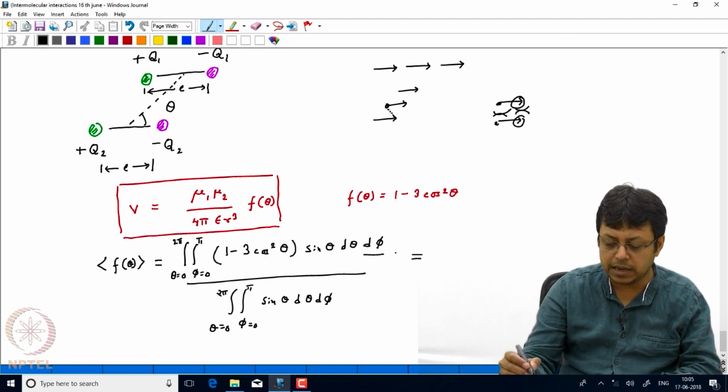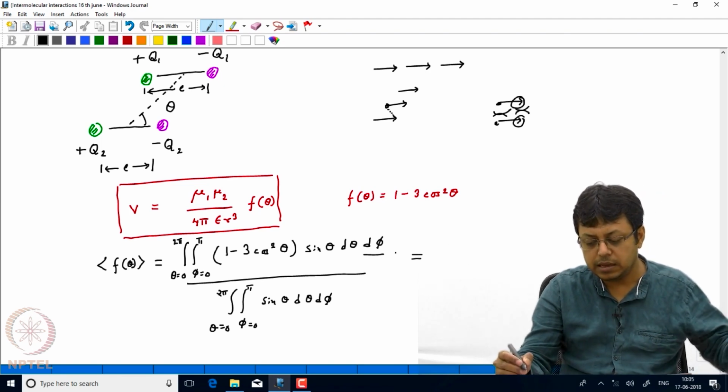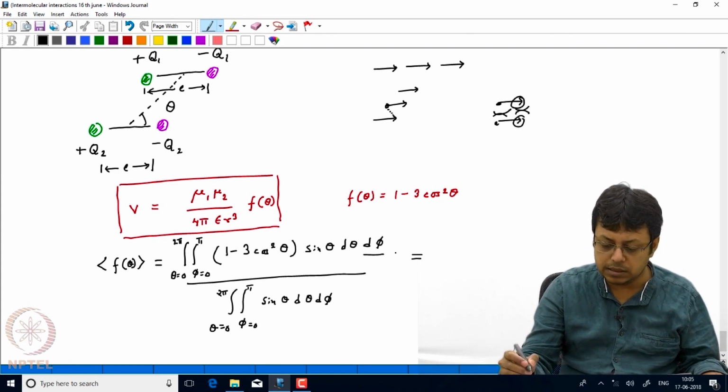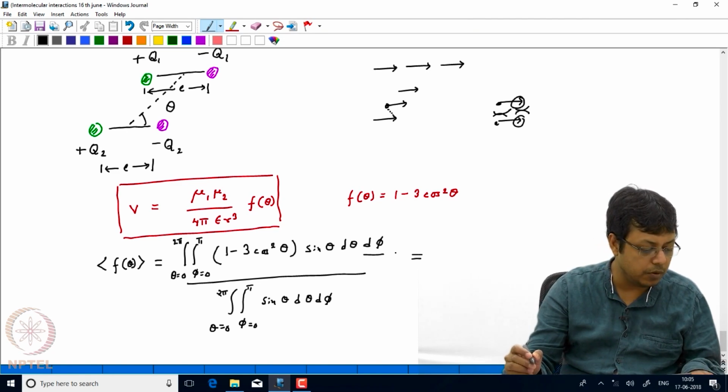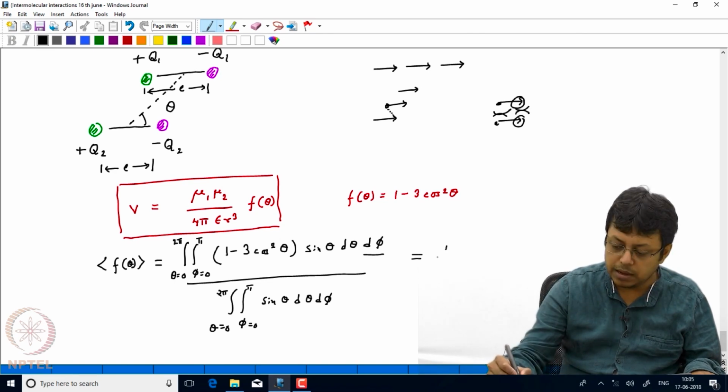So overall we will get something like the theta integration we are taking to be 0 to 2 pi, and the d phi integration is giving you 0 to pi, not 4 pi. So what we will be getting is something like this. I'll have 1 over 4 pi.